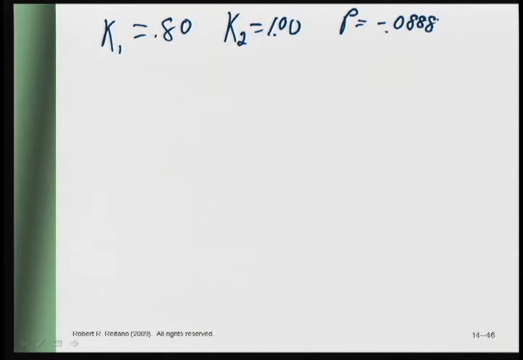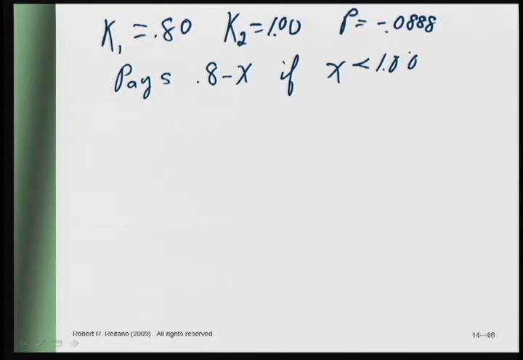So what this option does is, because it has a K1 of 80 cents and a K2 of $1, what's the payment on this option? And the price was, let's recall, negative almost 9 cents. So what it does is it pays 0.8 minus X if X is less than $1. It pays to the holder of the option.